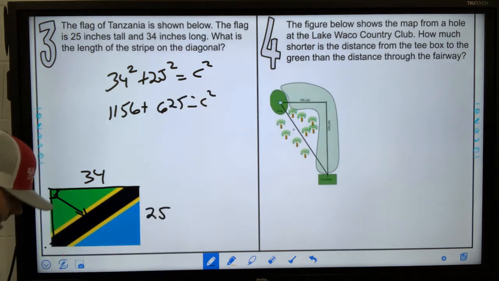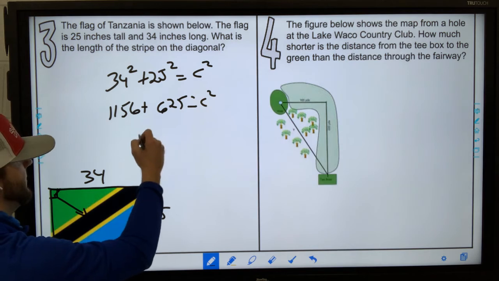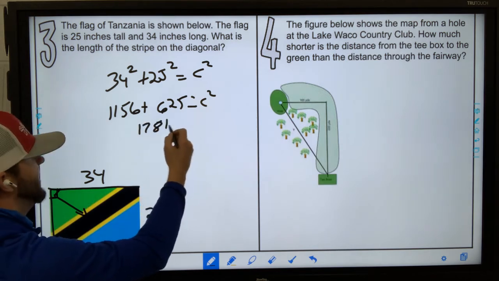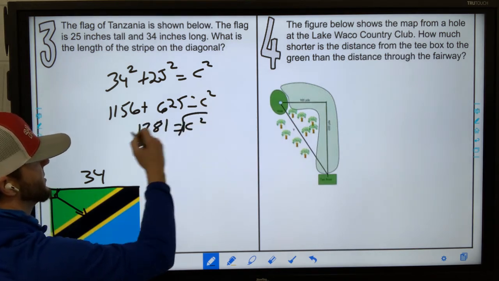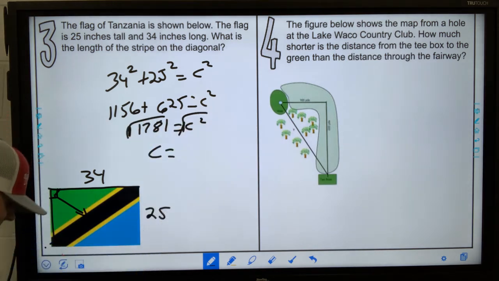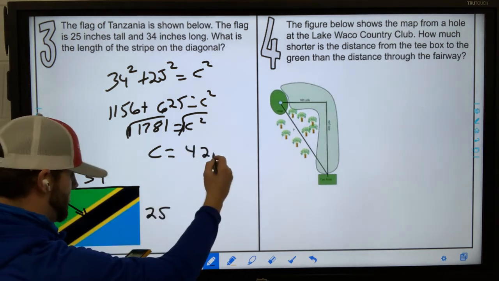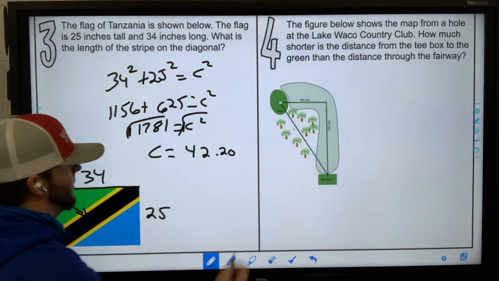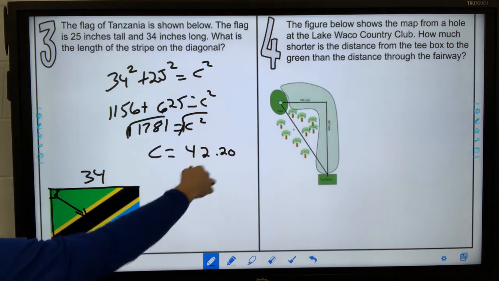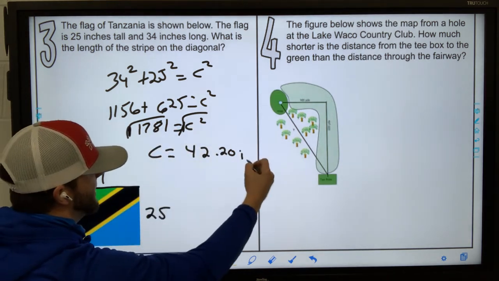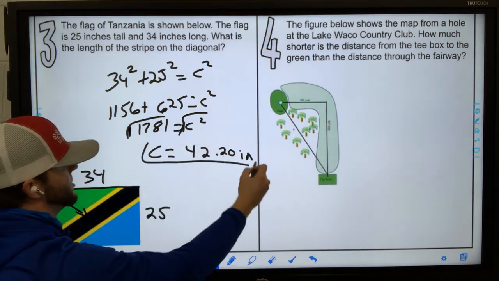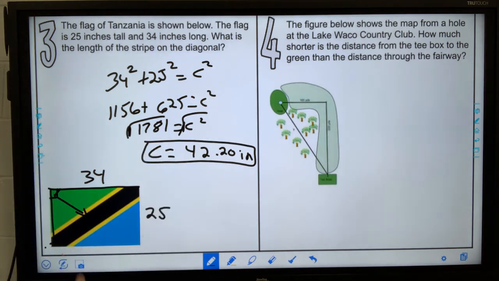I'm going to add those together, and that's going to be 1,781. And then I just have to take the square root of both sides. So c is going to give me 42.20. Okay? And right now, this is going to be in inches. So it's going to be about 42.2 inches, or if you wanted to round, it could be about 42 or 43, however you wanted to do it.